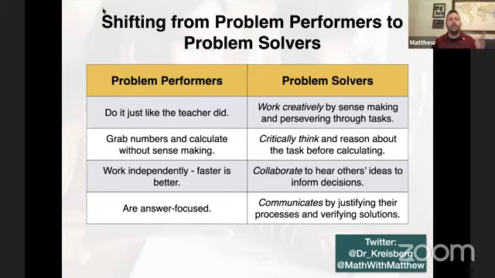What used to be a problem performer was we just take those numbers and plug them into the legs of a hypotenuse to try to determine the hypotenuse. Well, that's not just what we want now. We need to think about what we're doing and why we're doing it and identify, I want to use the Pythagorean theorem to be able to solve that. Before, it's work independently and speed is important. Now it's about collaboration and being able to support your answer. And finally, we used to be very concerned about being answer focused. Do you have the right answer? Yes or no?